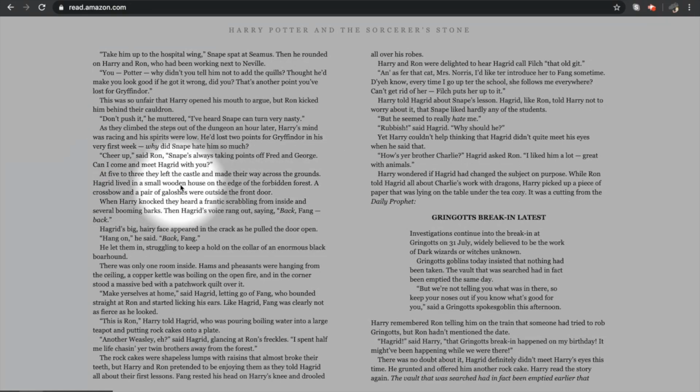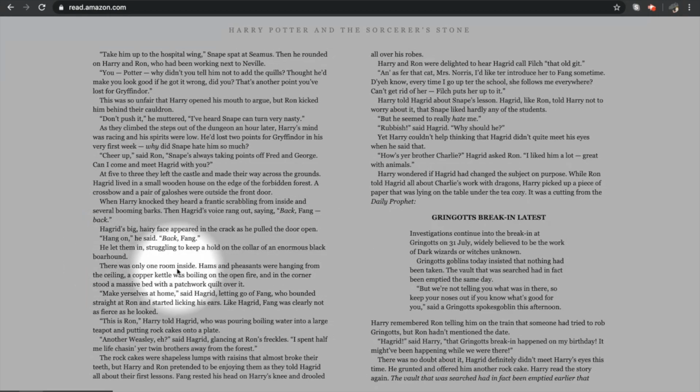Hagrid lived in a small wooden house on the edge of the Forbidden Forest. A crossbow and a pair of galoshes were outside the front door. When Harry knocked, they heard a frantic scrabbling from inside, and several booming barks. Then Hagrid's voice rang, singing, Back, Fang, back! Hagrid's big, hairy face appeared in the crack as he pulled the door open. Hang on, he said. Back, Fang! He let them in, struggling to keep a hold of the collar of an enormous black boarhound.